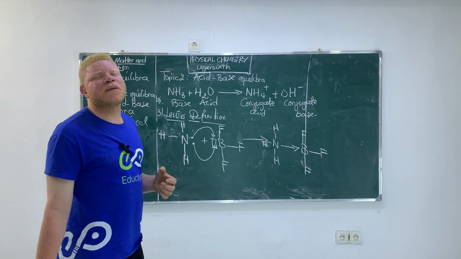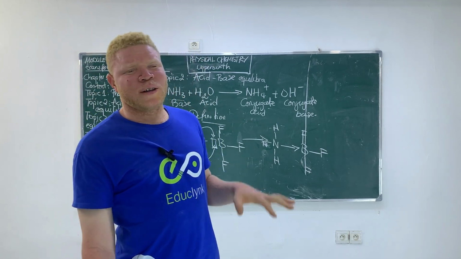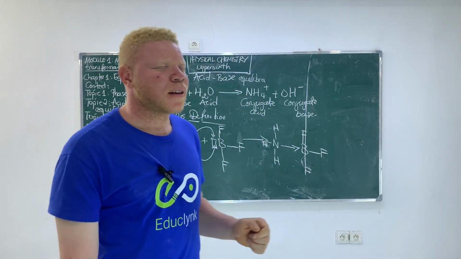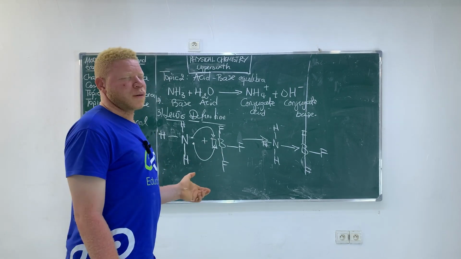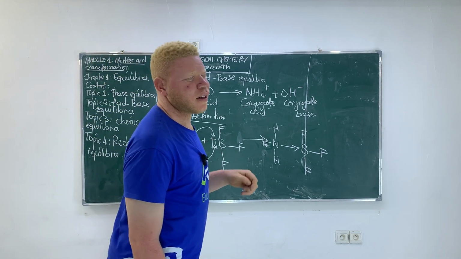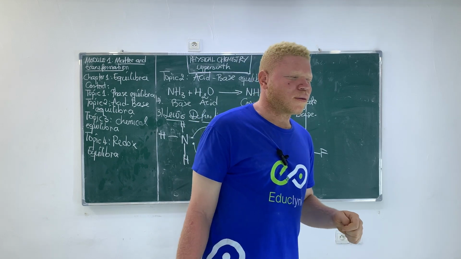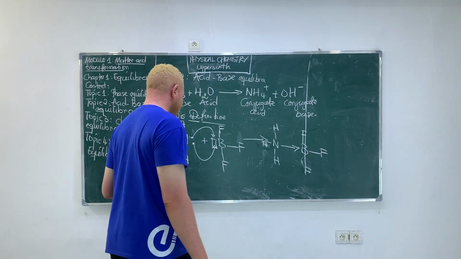So let me repeat the definition of Lewis. According to Lewis, an acid is an electron pair acceptor. A base is an electron pair donor. So let's consider the acid-base reaction below.